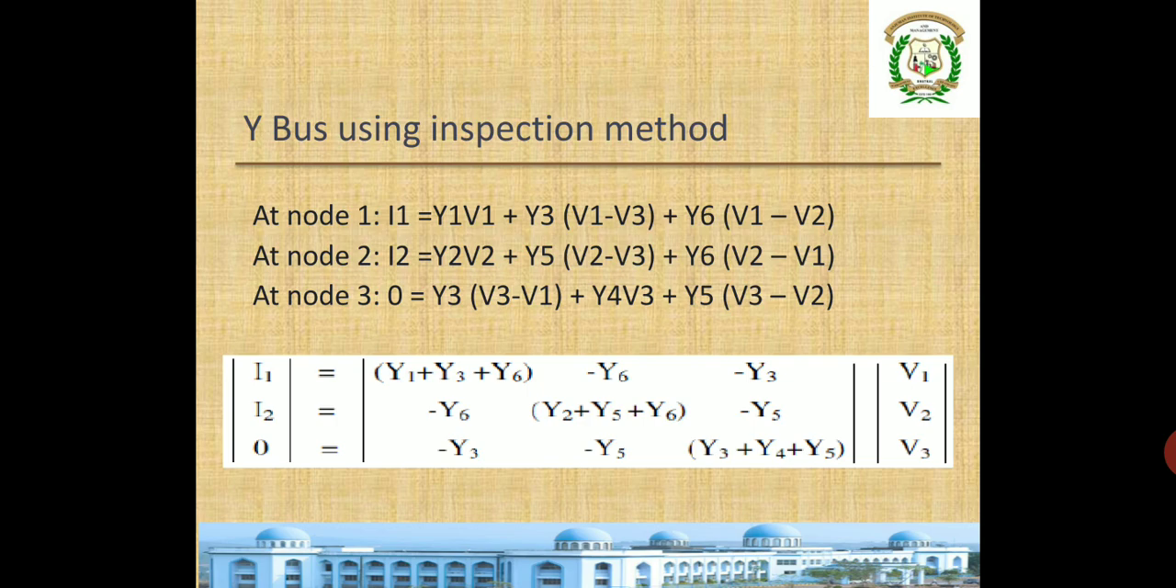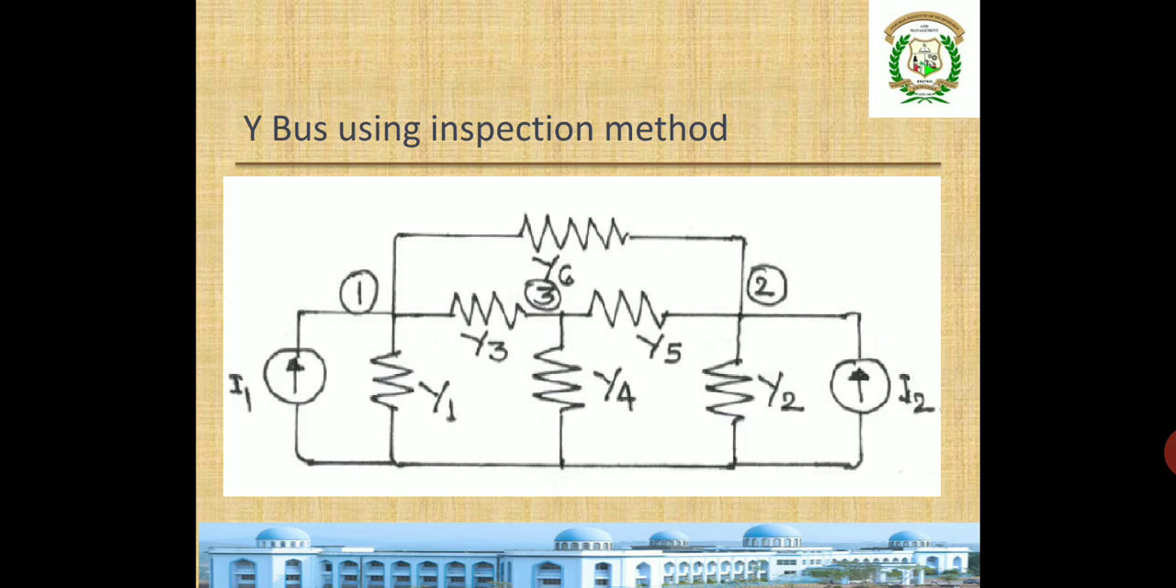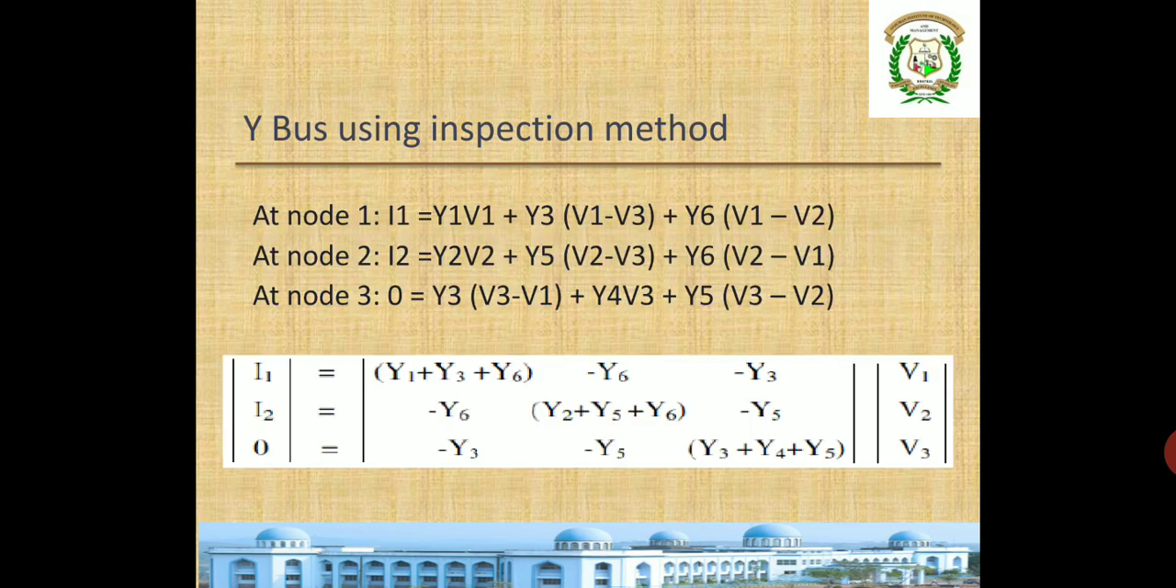V2). Same thing if we apply at node 2: here I2 is connected to node 2, with admittance Y2, admittance Y5 and admittance Y6 of the elements connected to node 2. I have written I2 is equal to Y2 V2, that is the element connected from 2 to ground, so the voltage at that node is V2. Y5 is the element connected between node 2 and 3, and the voltage difference between node 2 and 3 is V2 minus V3, plus Y6 with voltage V2 minus V1.